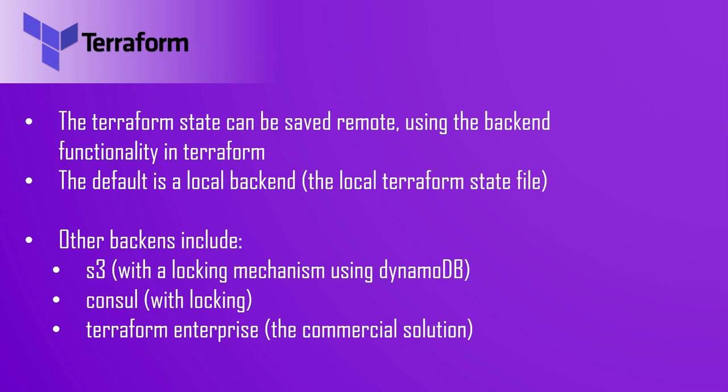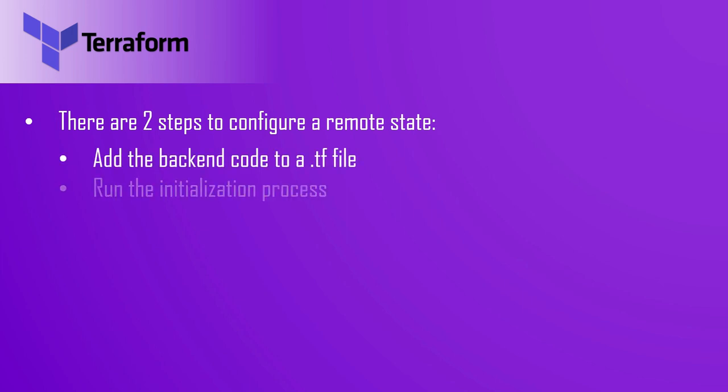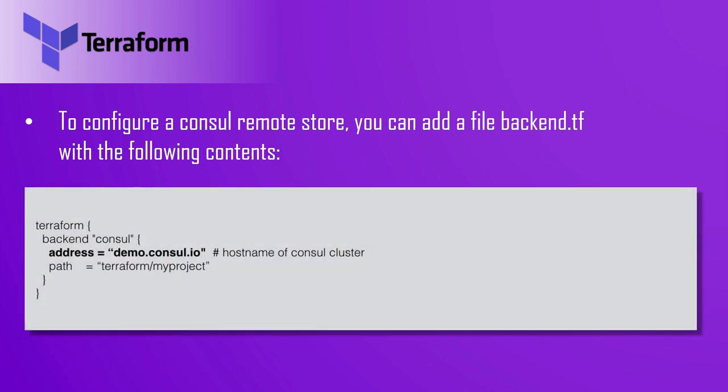So, how do we configure the remote state? There are actually two steps to configure a remote state. First, you add the backend code to a .tf file. Then, you run the initialization process. Let's start with an example. To configure the Consul remote store, you can add a file called backend.tf with the following contents.